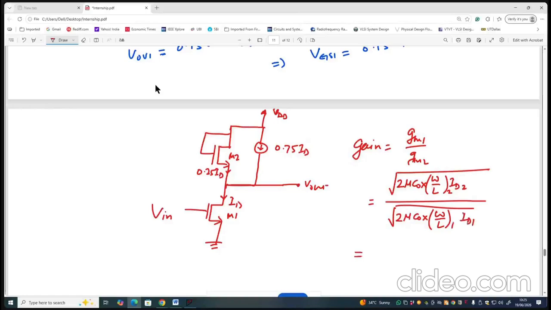No, I think I did it wrong. The numerator will have 1 and the denominator will have 2. So this will be W1 ID1, W2 ID2. So now the gain expression becomes the square root of W upon L1 ID1 upon W upon L2 ID2. Getting the point or not?